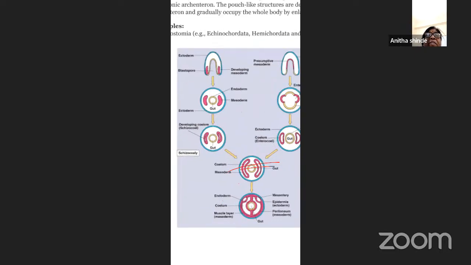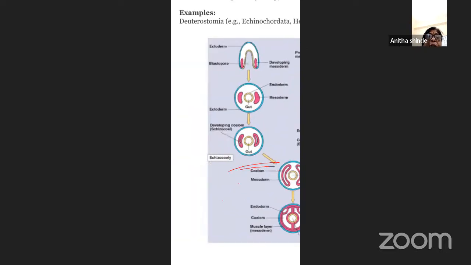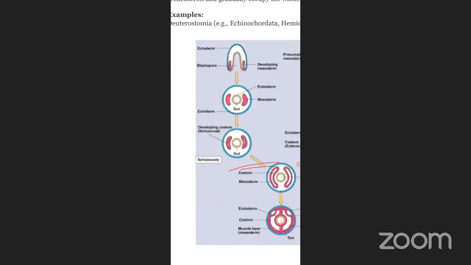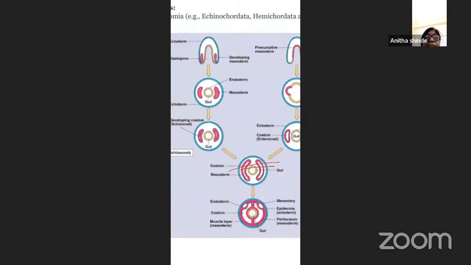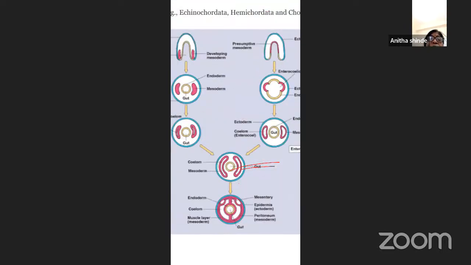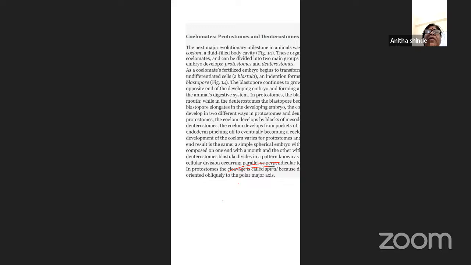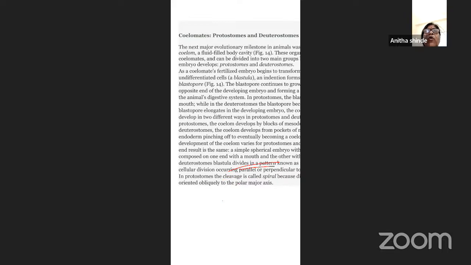See how it develops. In case of protostomia, this is schizocoely. Okay, so when you talk about the coelomates, that is protostomes and deuterostomes, I have already told how it develops. Again, they have given the same in an elaborated form, showing how the coelom originates in the protostomes and how it originates in the deuterostomes.